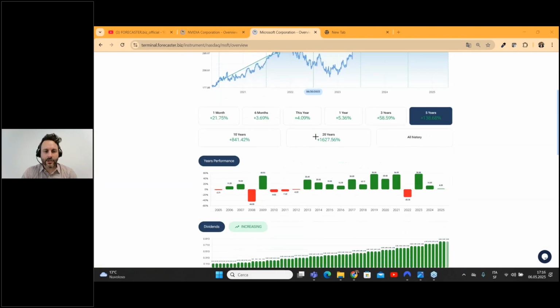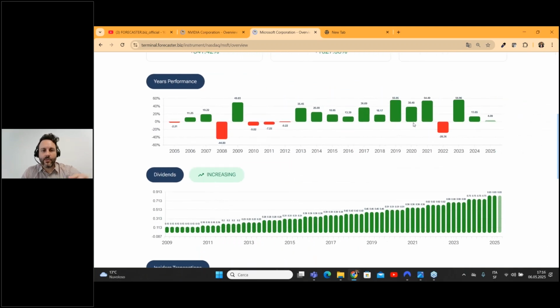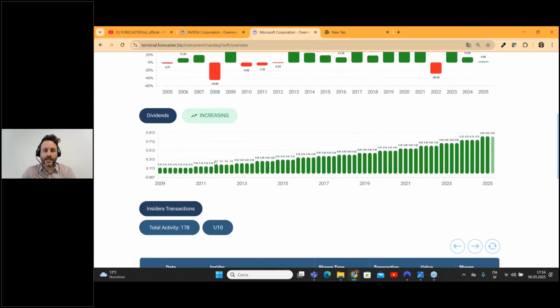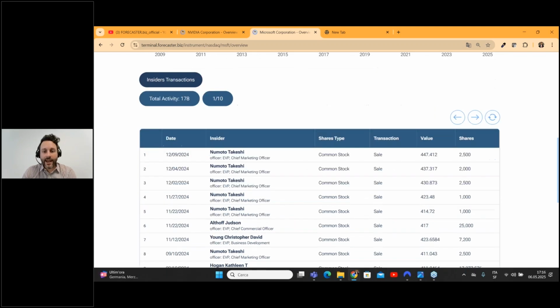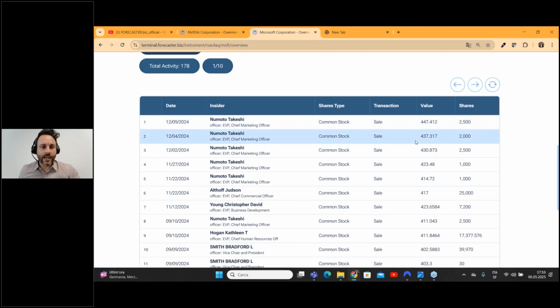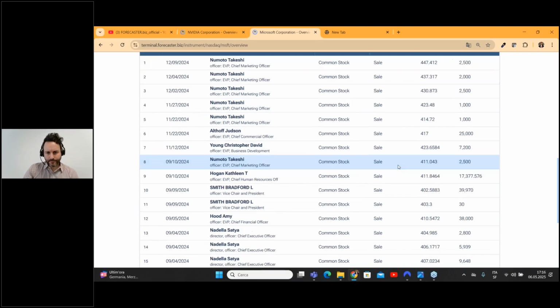Again, in the overview page, we can also find the year's performance for the company we are watching, divided year by year. We can see something interesting, which is the dividend, and the software is telling us if the dividend is increasing or decreasing. In the case of Microsoft, it's increasing. And then something really interesting, we can find the insider transactions. Insider transactions tell us if a member of the management is buying or selling shares of the company.